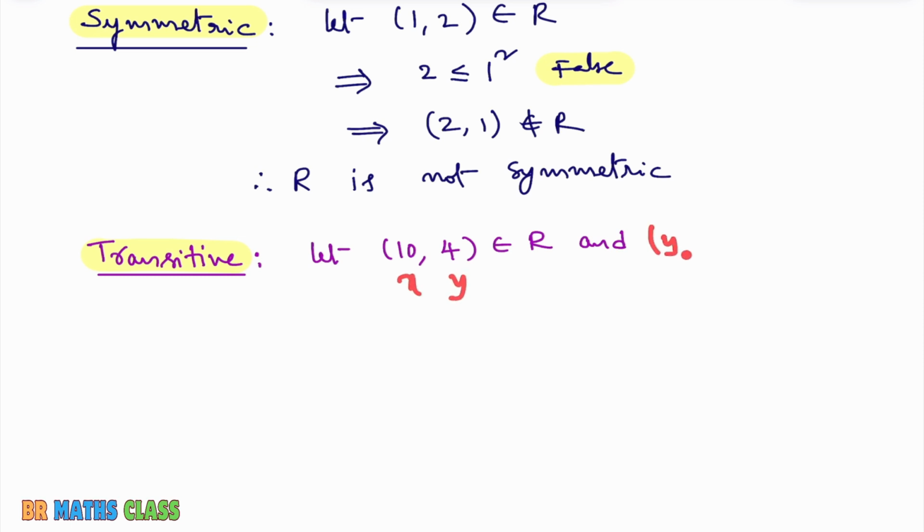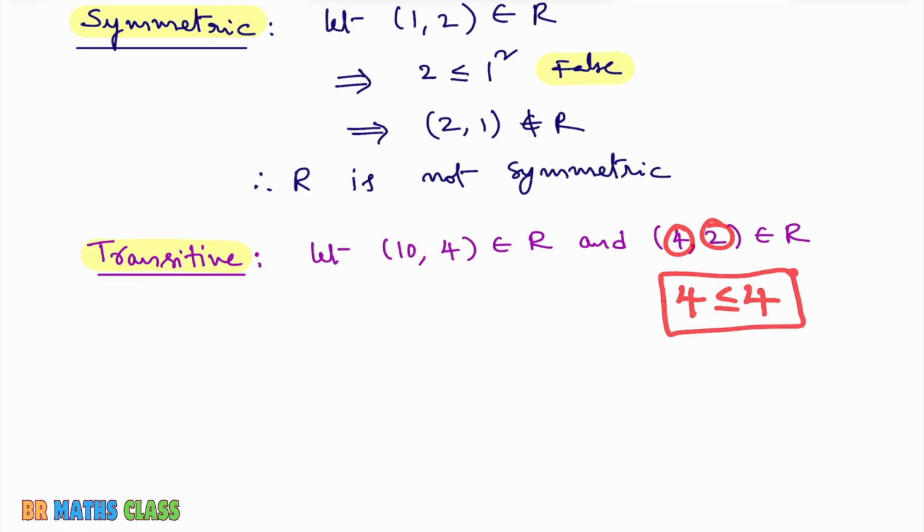Now I need to find y comma z. Y is already fixed here. Y is 4. I'll take 4 comma 2. Now I'll check whether this 4 comma 2 is in the relation R or not. First point, both are real numbers. Second point, a is less than or equal to b square. 2 square is 4. Is the statement true? 4 is not less than 4, but 4 is equal to 4. Yes, the equality condition is satisfied. So this is true.